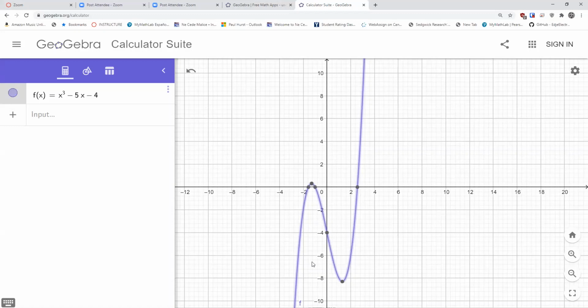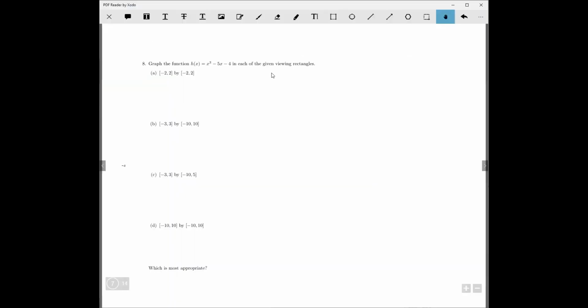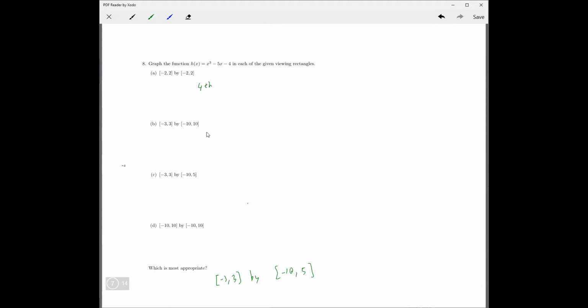And so we determined that the third graph, I think, was the best because it shows the best characteristics. So let me go back to here. The most appropriate one was the negative 3 to 3 by negative 10 to 5. That's probably the most appropriate one. And then this was the fourth one. I hope that was a good enough explanation for that.